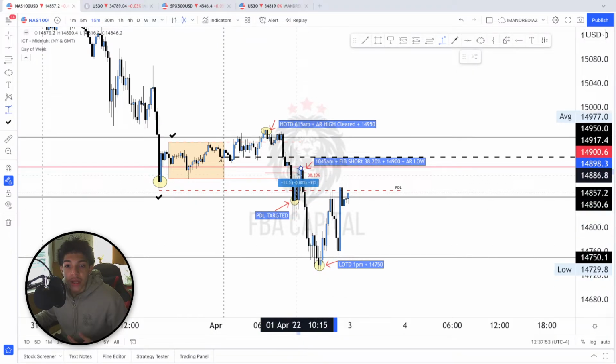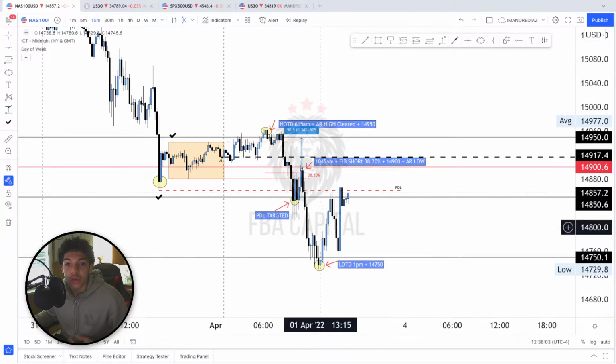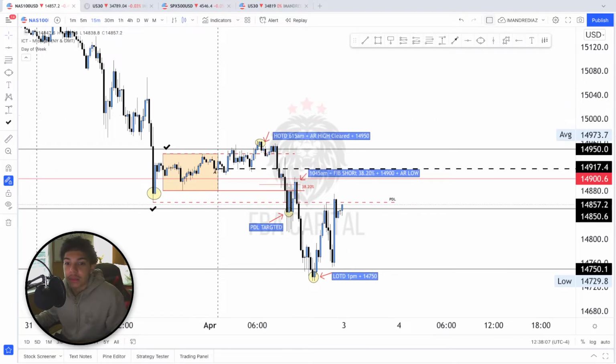And then this ended up dropping about 150 points. If you ideally would have gotten in at 14,900 with a 50-point stop, you would have been pretty secure. 50-point stop for potential 150. That's a 1 to 3 risk reward just off these simple confirmations. So now let's get the schematic of what happened.